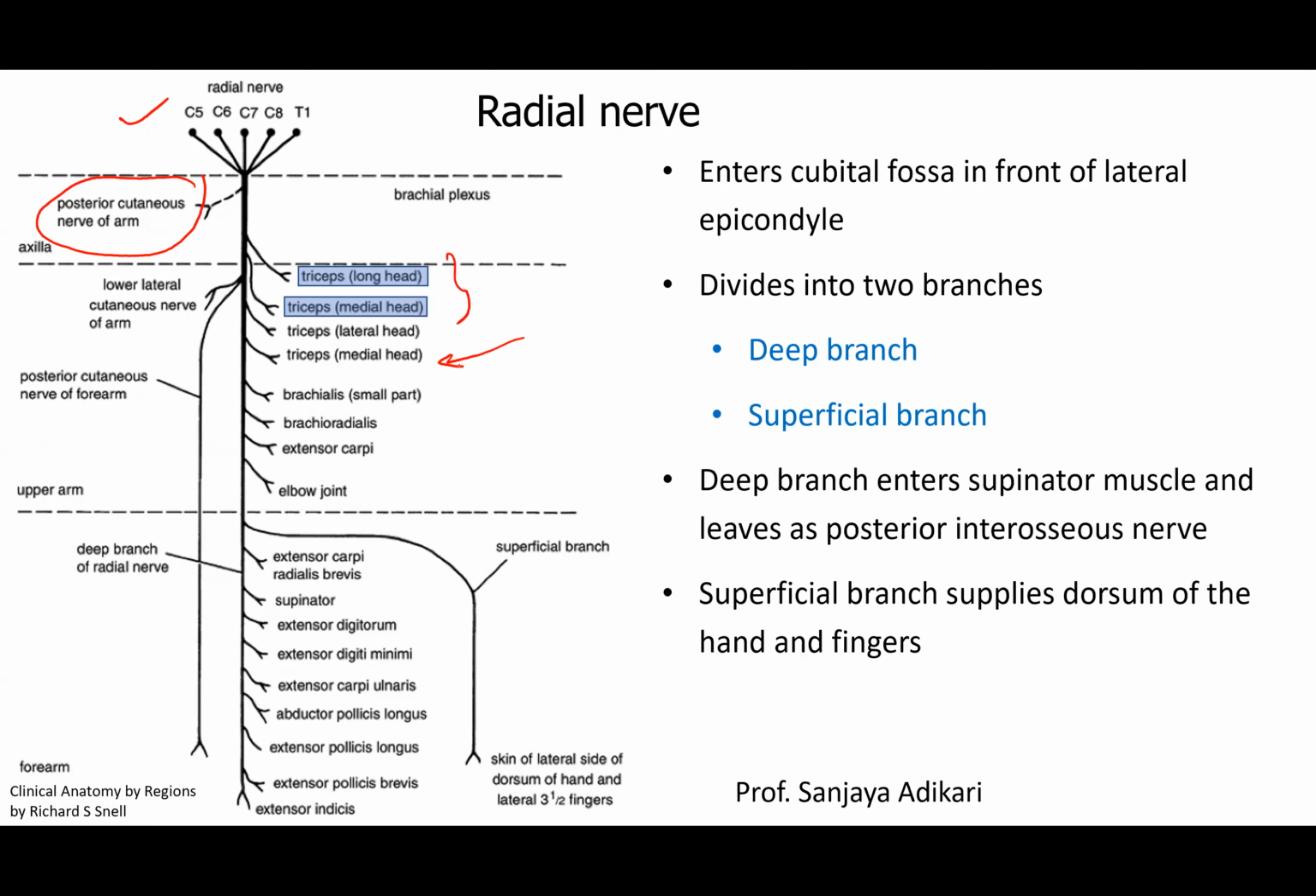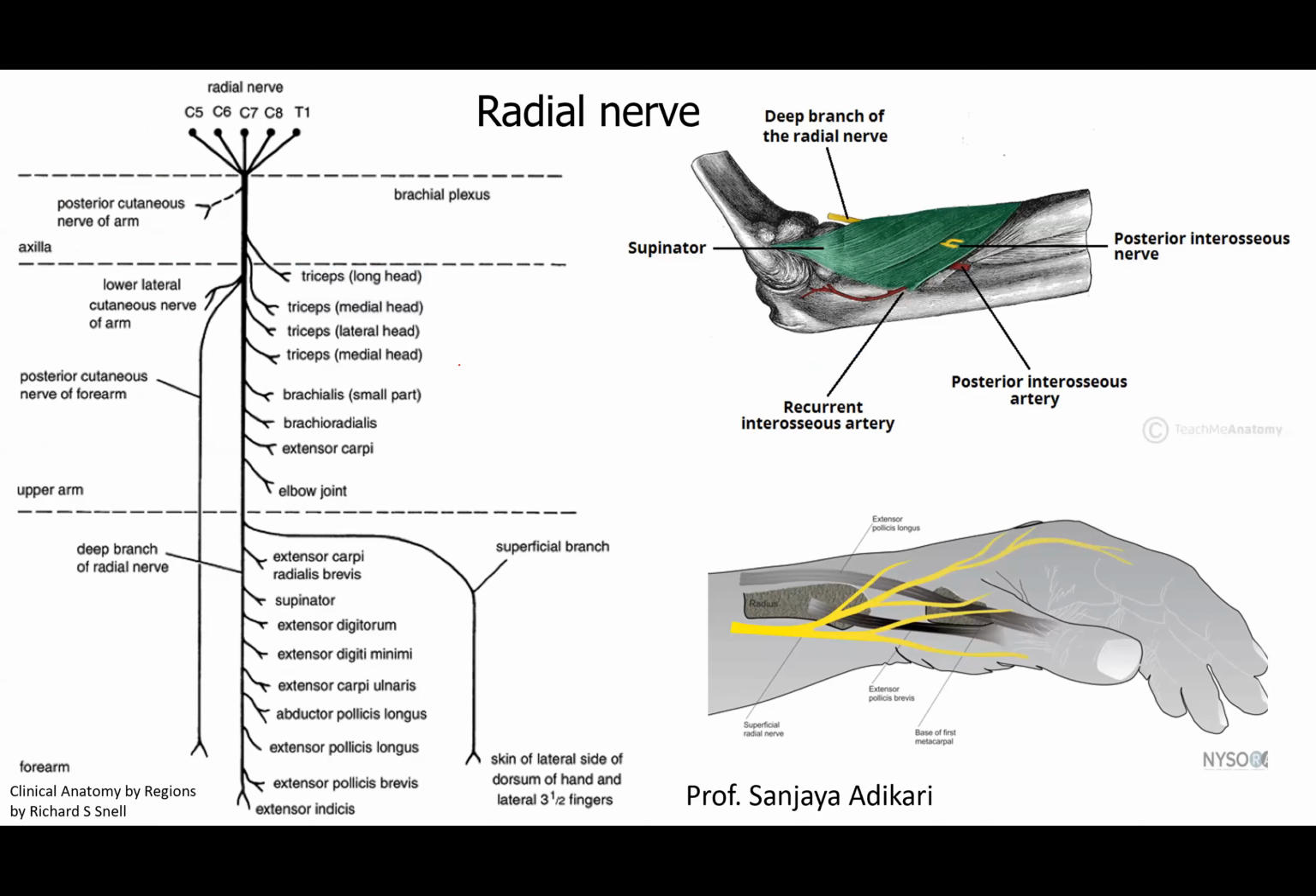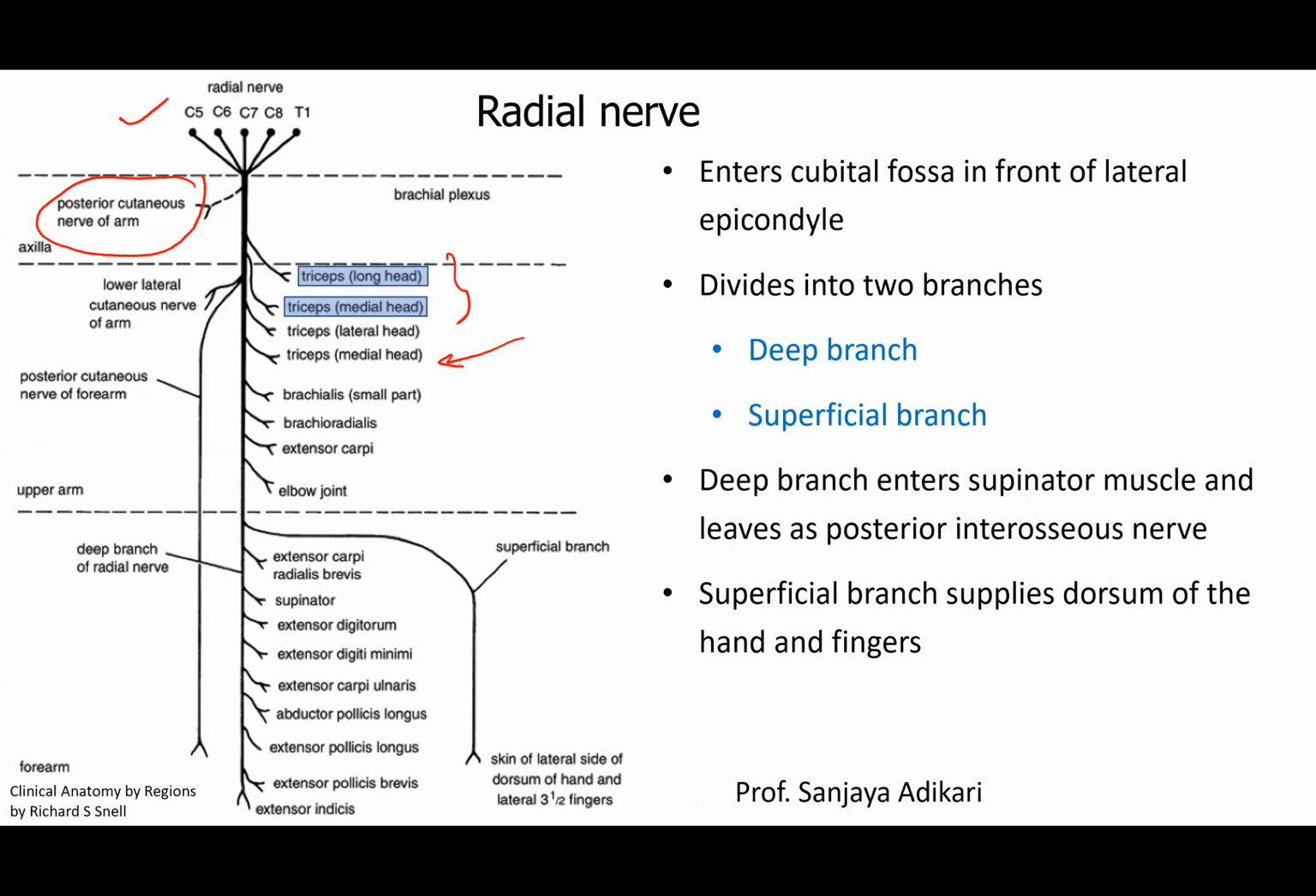Then the other point that I want to mention is that it enters the cubital fossa in front of the lateral epicondyle, and immediately after it enters the cubital fossa, it divides into a deep branch and a superficial branch. The deep branch enters the supinator muscle. It passes between the two heads of the supinator muscle. It has a humeral head and an ulnar head. So it passes between the two heads of the supinator muscle.